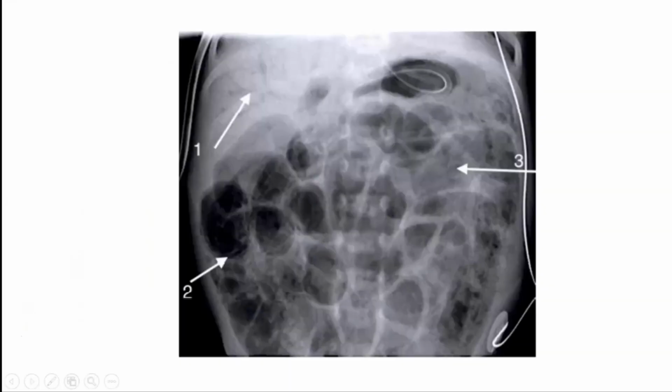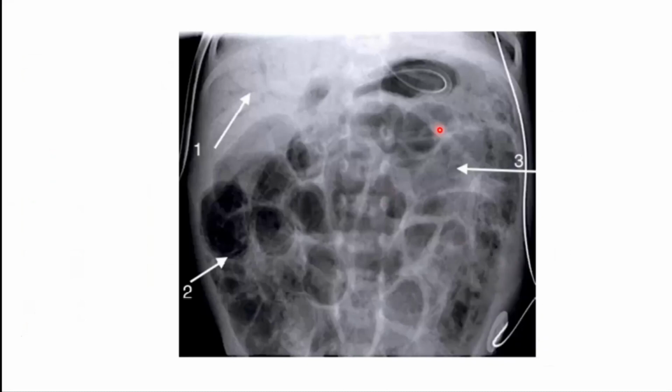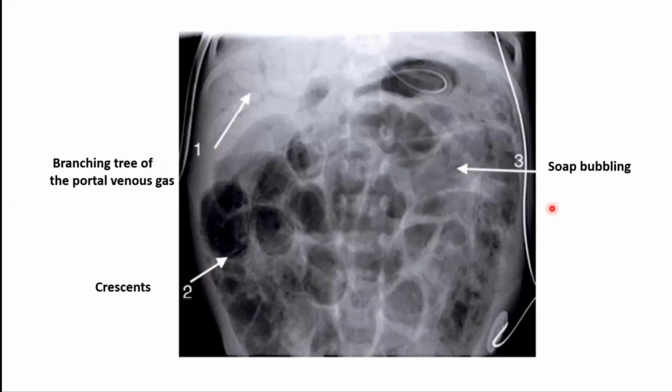One more click, please. So here it shows the branching pattern in the liver, and that is the portal venous gas. There are crescents also, and there is a soap bubble appearance also here, which is suggestive of pneumatosis intestinalis.